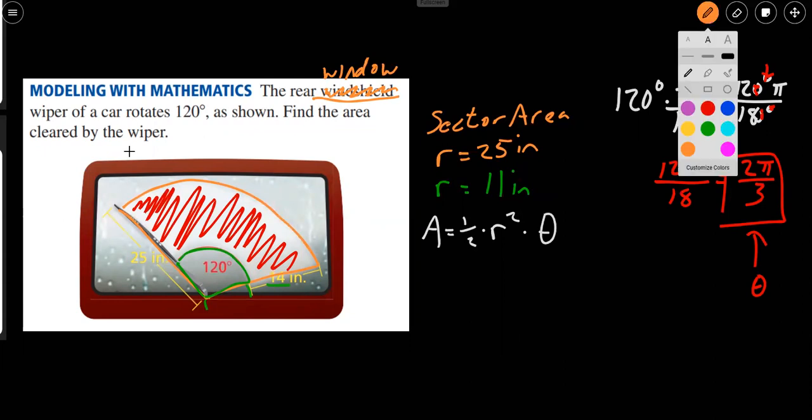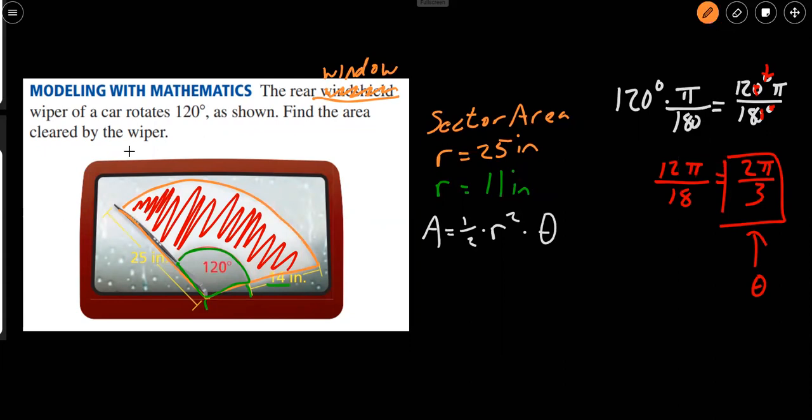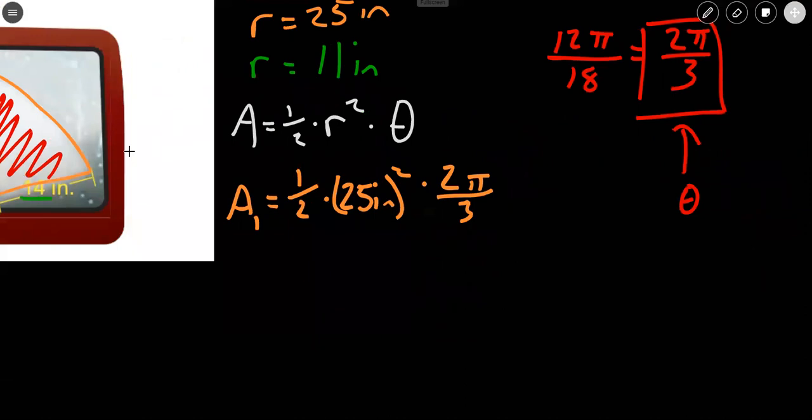So now I just need to figure out area 1. The larger one is going to be, call it A1, equals 1/2 times my radius, which is 25 inches squared, times 2 pi over 3. We'll zoom in a little bit on this. I'm just going to bring down the half. 25 inches squared, 25 times 25 is 625. Inches squared becomes square inches, times 2 pi over 3.